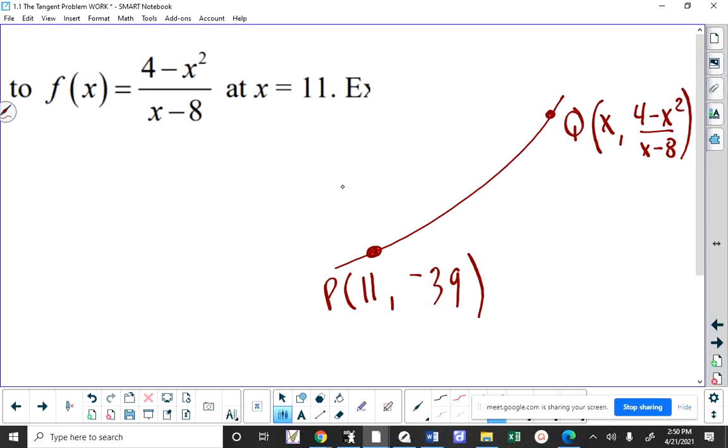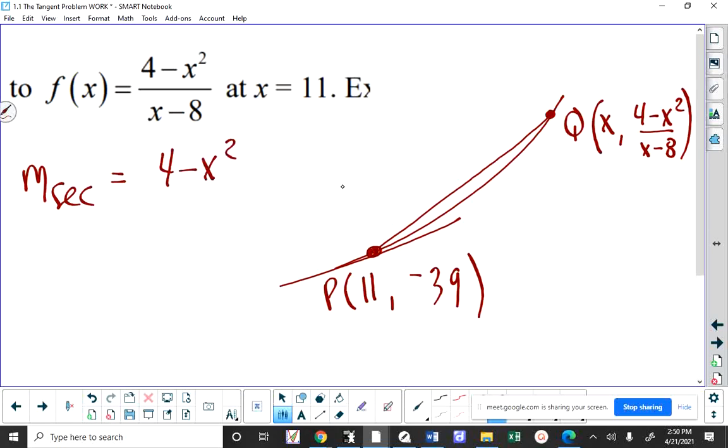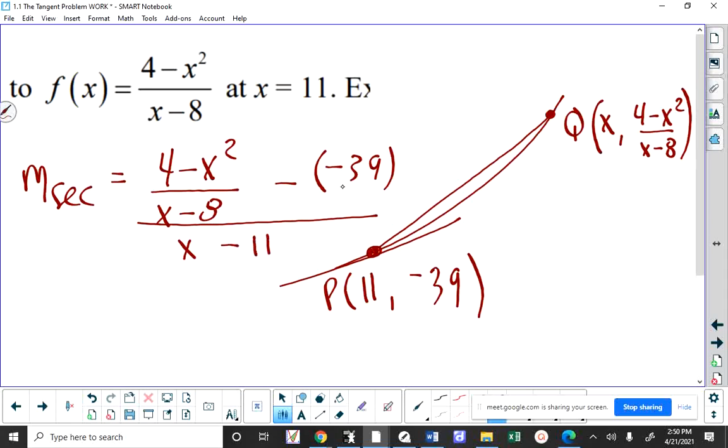So point Q can be anywhere, except the x-coordinate cannot be 11. And that means that this is the slope of the secant line. I don't care what the graph looks like. That's the slope of the secant line. Here's the tangent line. So the slope of the secant line is equal to y minus y1 over x minus x1.